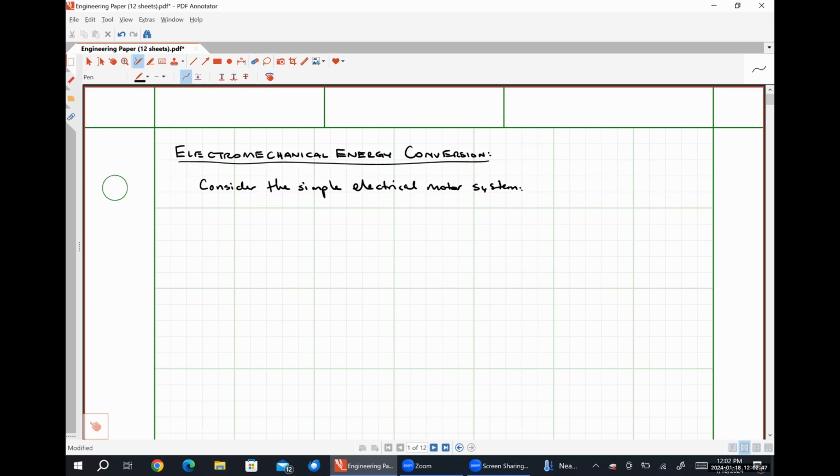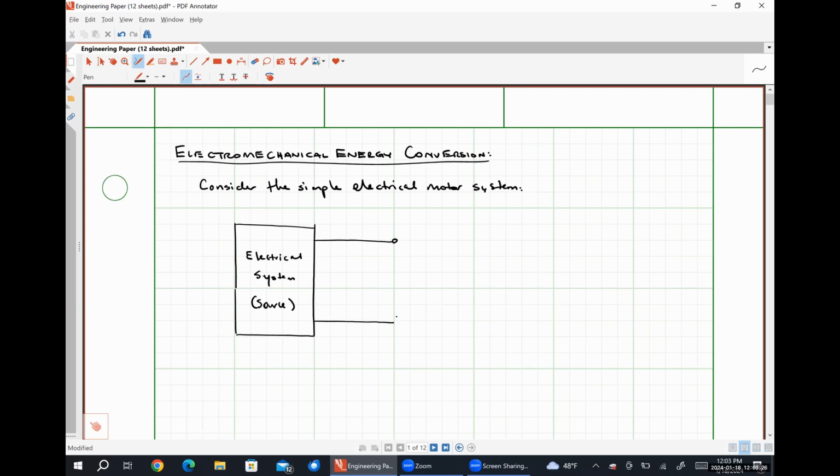So on the left-hand side, which is going to be our input or source side, we are going to have an electrical system. And I'm just going to represent that by a large black box like so. So this will be our electrical system, which we are considering to be our source. And our electrical system is going to be connected to our motor.